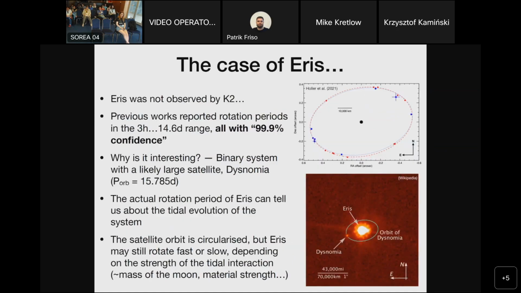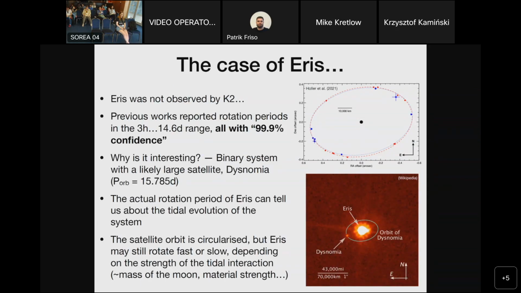Okay, so let's get into the case of Eris. Eris was not observed by K2, unfortunately. And it was very nice to see that the previous works reported rotation periods in the range from 3 hours to like 15 days, and all with 99.9% confidence. So everybody who observed it was very confident that this is the right rotation period of Eris.